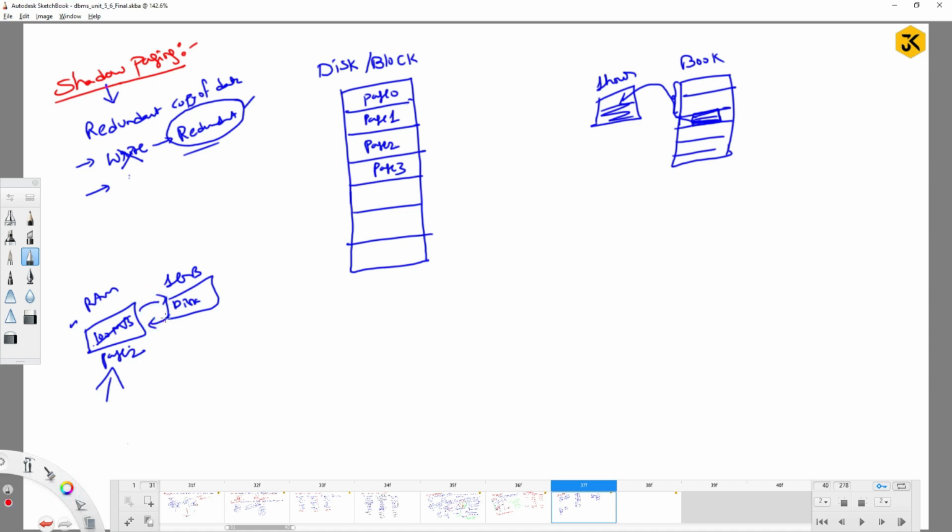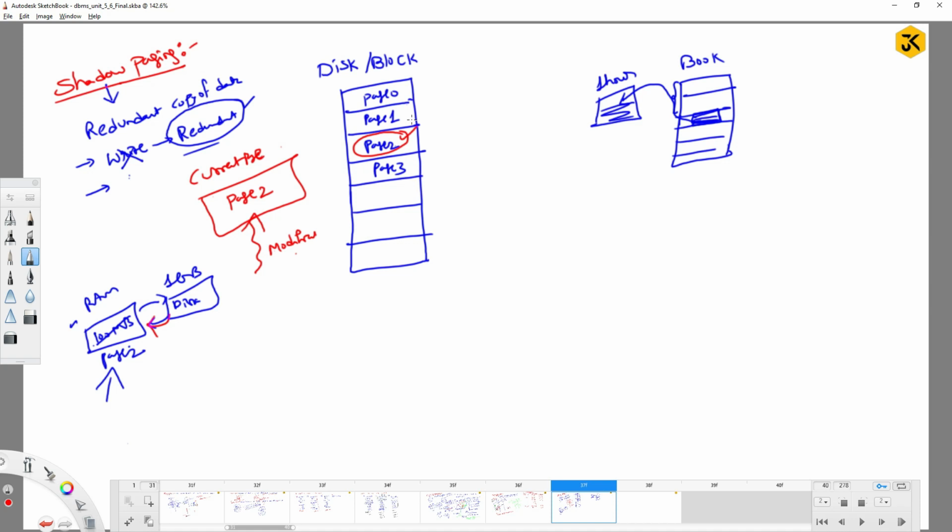If I take certain data, something like page 2, from disk to the RAM, I am going to simply call it the current page table, or simply the current page. In the current page, page 2 is there. Now, if I perform some kind of modification over here, if I update it, that will be updated here.